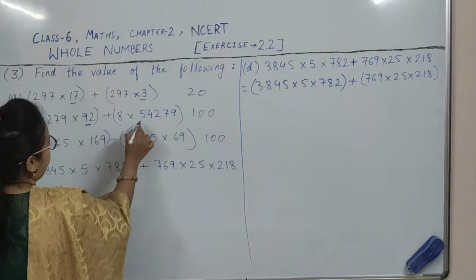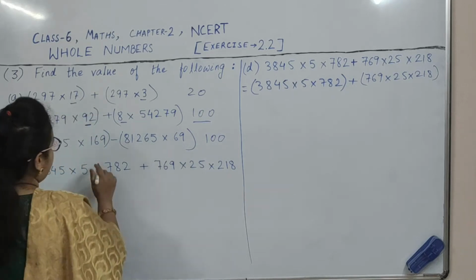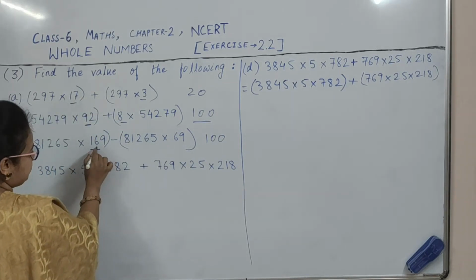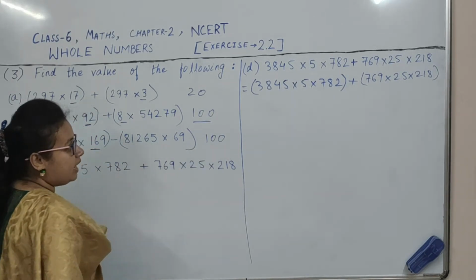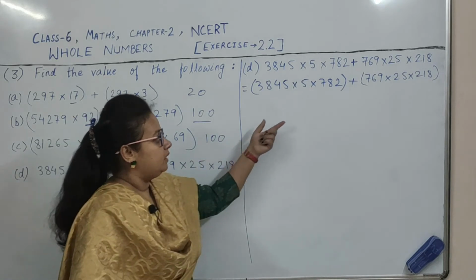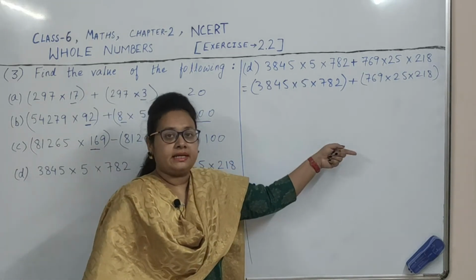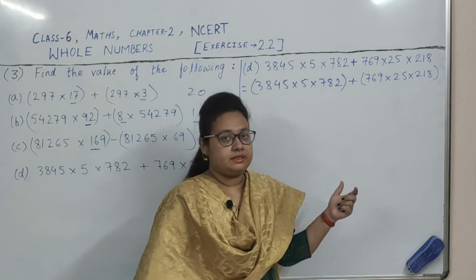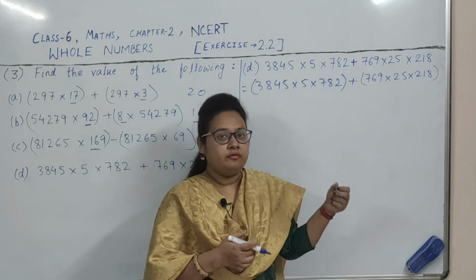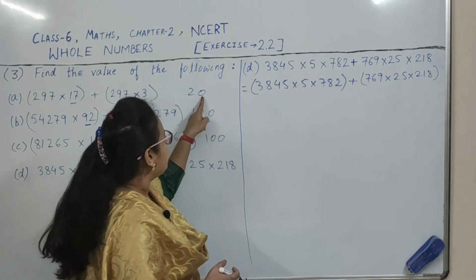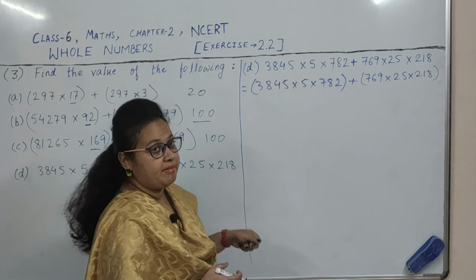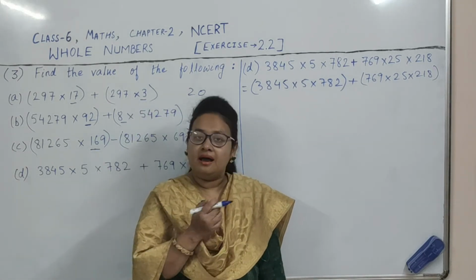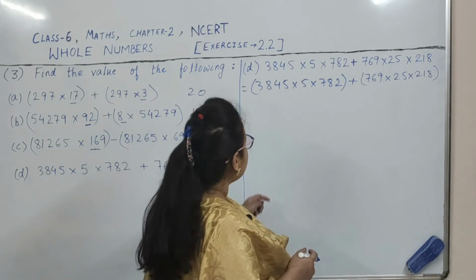Inside the bracket it was 20 and 8. The sum was this one. Inside the bracket it was 169 minus 69, which gave 100. So here also we have to find the number which should remain inside the bracket, so that we get a number inside the bracket which is like 10, 100, or which should have 0 at its units place, so that our multiplication becomes easy in the last step.